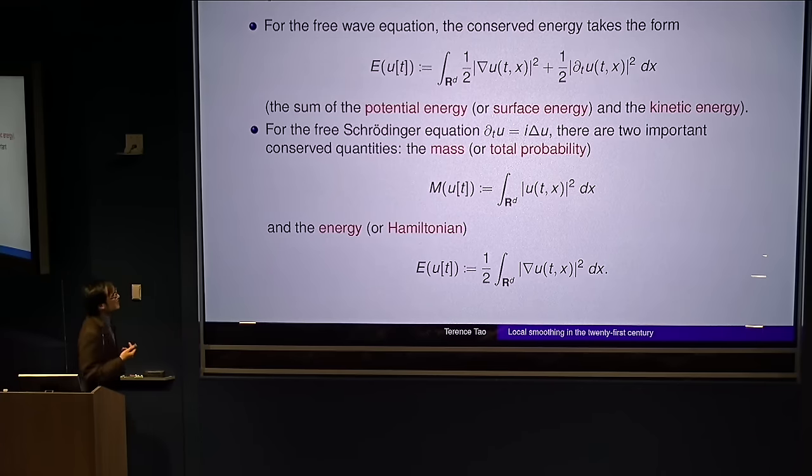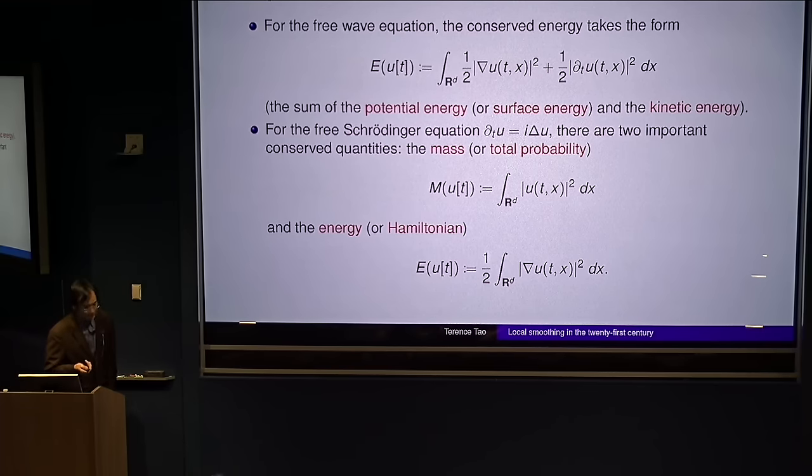So the energy for waves tends to take various integrated forms. When you strip out all the physical constants, the energy of a free wave takes a form like this. It's the integral of the surface energy, which is basically the square integral of the gradient of U. It comes from surface tension of the wave. And then there's also the kinetic energy, half m v squared. Because we've normalized m to be 1, you just see the 1 half and then the time derivative of U, which is the velocity of the wave. Okay, so that is what energy looks like for the wave equation.